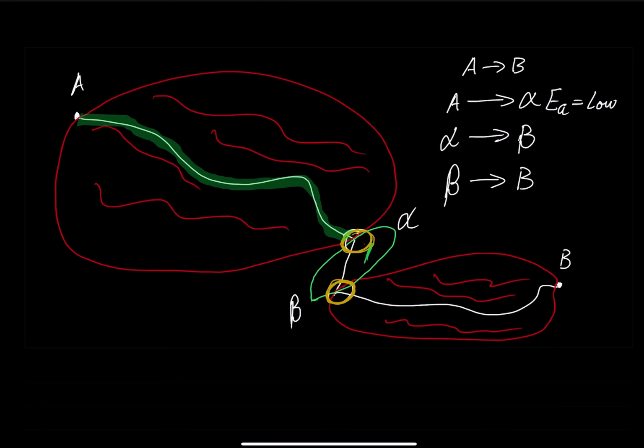And then to go from beta to B is also a low energy reaction. Oh, forgot about that. But to get in between those two roads, there's alpha to beta. Now, alpha to beta, we'd consider that a high activation energy, right?